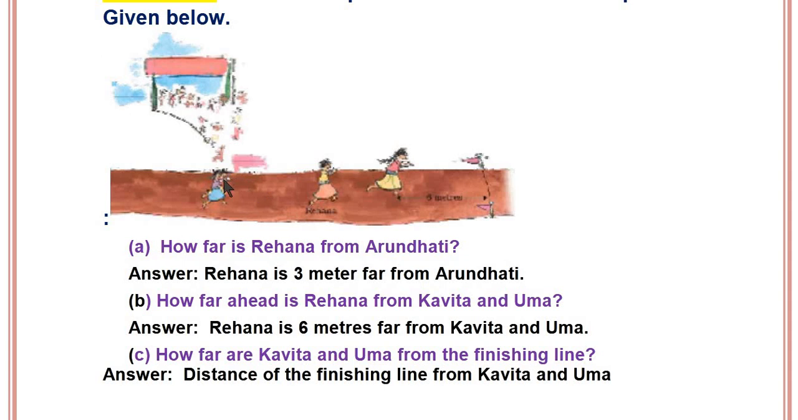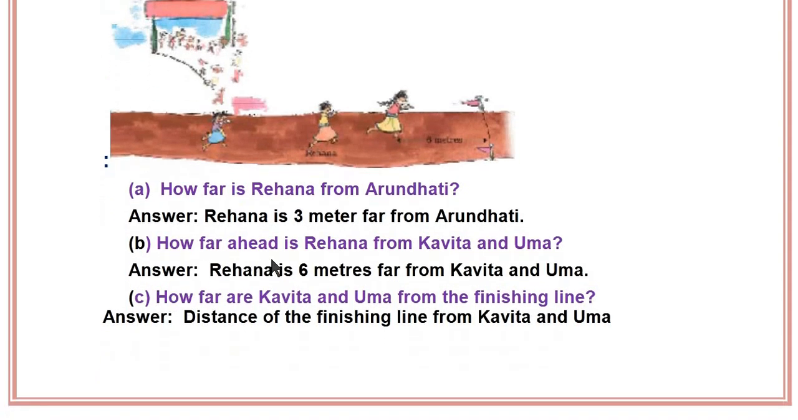Here two girls are there. Their names are Kavita and Uma. One Kavita and one Uma. Now second question is there. How far ahead is Rehana from Kavita and Uma? So here we have to write that Rehana is 6 meter far from Kavita and Uma. Distance between Rehana and Kavita and Uma is 6 meter. The distance between these two girls is 3 meter.